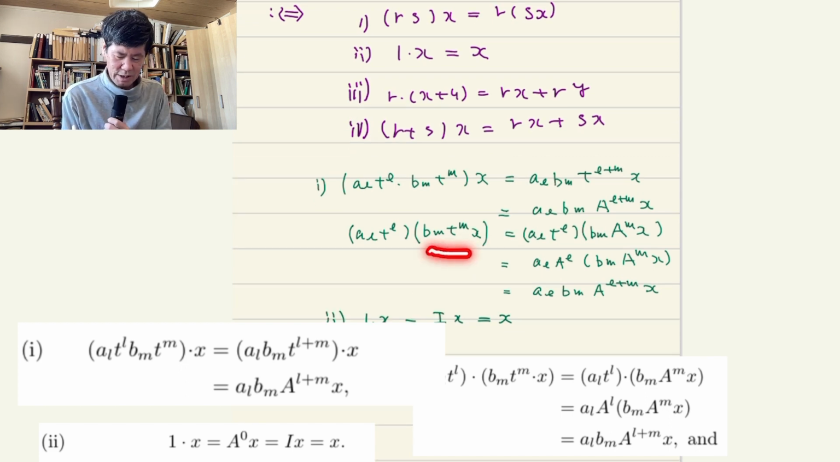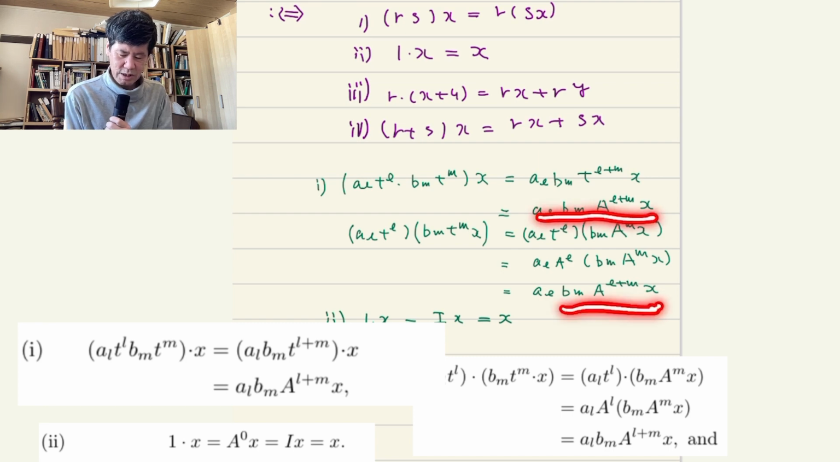And b_m t to the m x is defined to be b_m times A to the m x, and multiplying a_l t to the l from the left, this is defined to be a_l times A to the l times b_m times A to the m x, and this is equal to a_l times b_m times A to the l plus m x, and this is equal to this, which means that this is equal to this. So rsx is equal to r times sx.